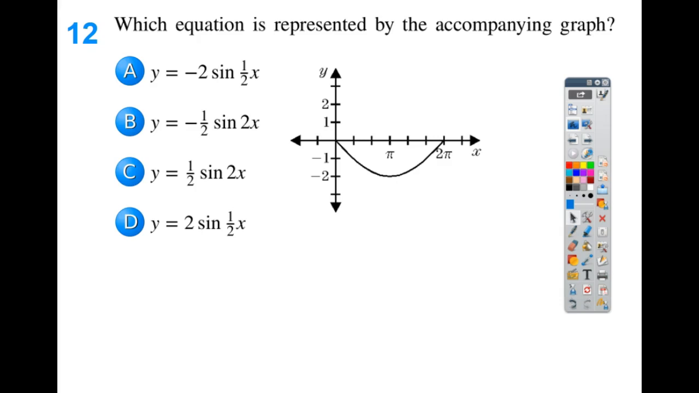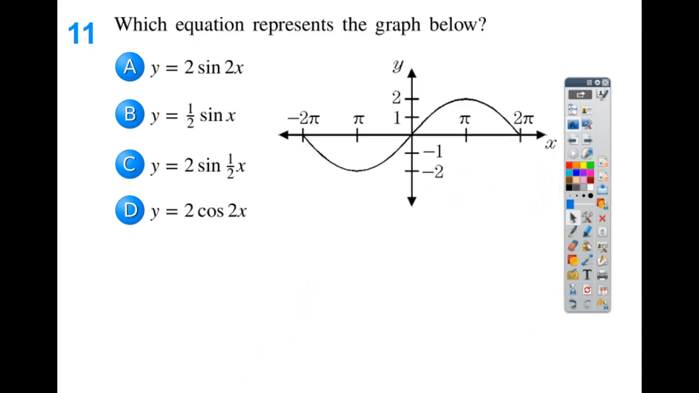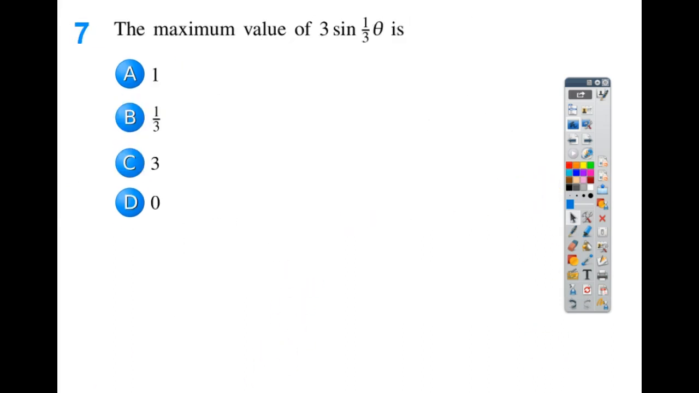All right. So listen, here were the questions. What's the maximum value of sine? 1. And then I multiply by 3. You multiply times the amplitude. Okay?